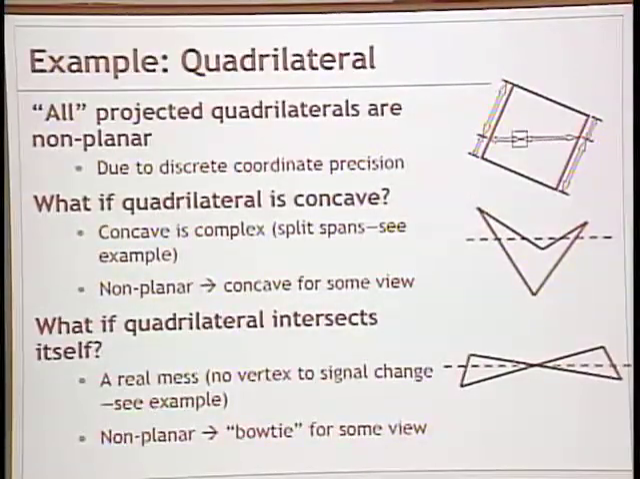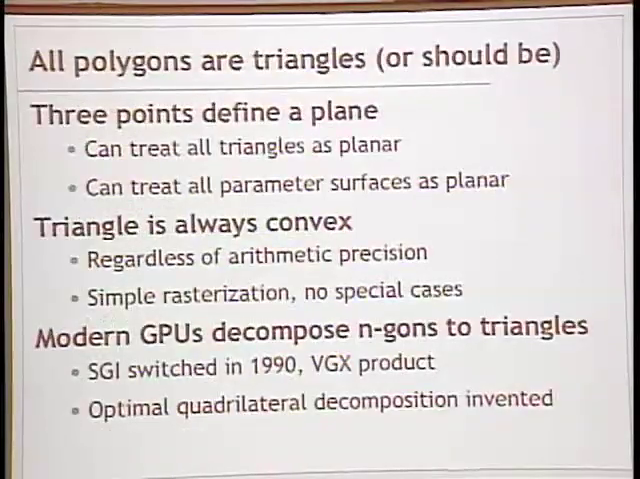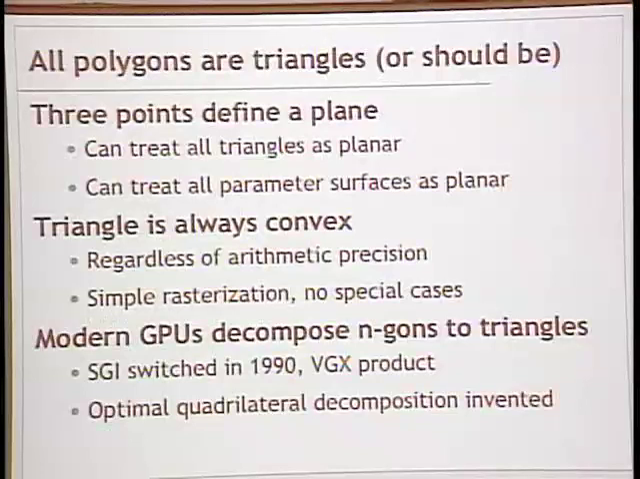So, any modern graphics pipeline actually only renders triangles. All polygons are triangles. Whatever other polygon we get, the first thing we're going to do is turn it into a bunch of triangles because we know how to rasterize triangles. We're not going to have any of these special cases here. Triangles are always convex. They're always planar. Easier rasterization, and so on. So triangles are great. We're sticking with triangles.